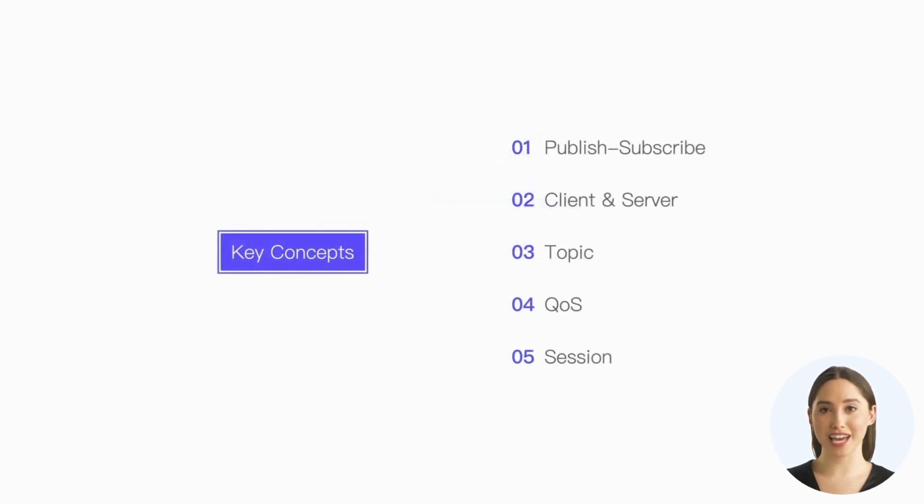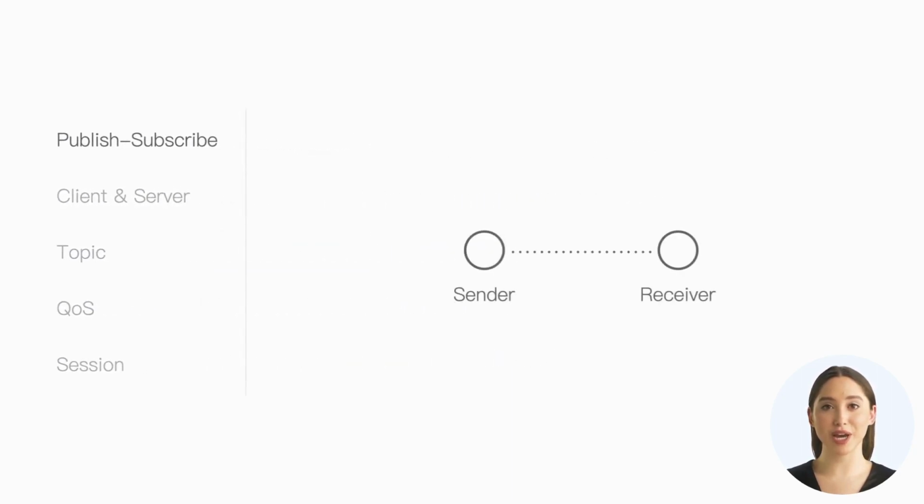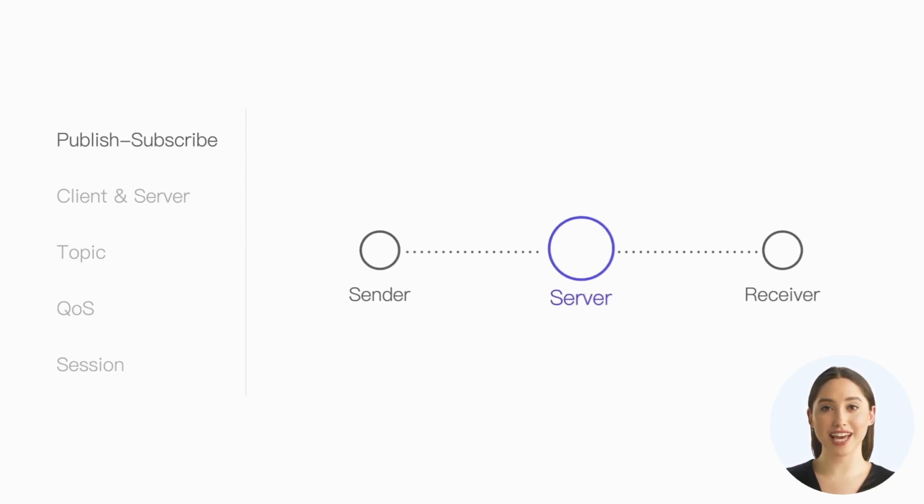Before further studying MQTT, we need to understand the following key concepts. Firstly, there is the concept of publishing and subscribing. In MQTT, the sender and receiver of a message do not establish a direct connection to send and receive messages. Instead, they both connect to a server. The sender publishes the message to the server, and the server then forwards the message to the receiver.